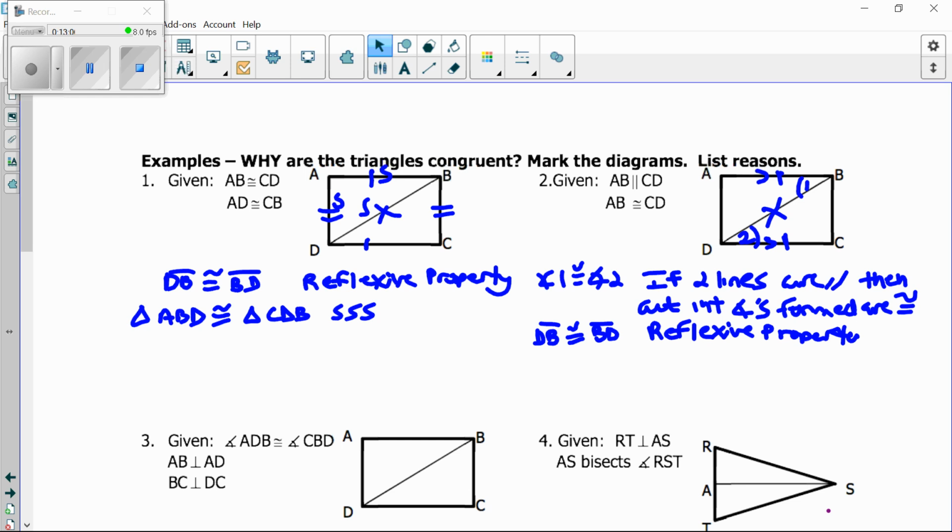Now I have 3 things in each diagram, so I'm going to label. I'm going to do the bottom one just because there's more room. So DC is a side, angle D is an angle, and DB is a side. So I know my method is going to be side angle side. So triangle ABD is congruent to triangle CDB because side angle side.